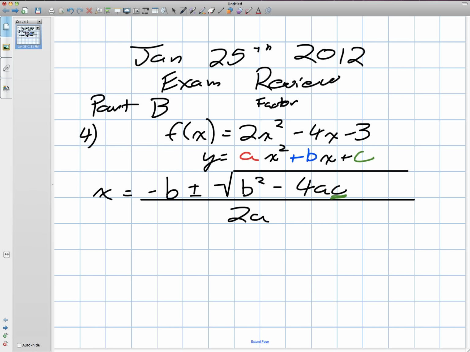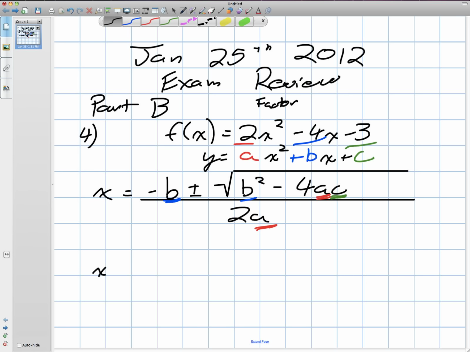Okay? So the c's in here we have. These are the b's in the equation. There's 2 of them. And there are 2 a's in this equation. So we'll be replacing each of those variables with the numbers above. 2 will be a, negative 4 will be b, and negative 3 will be c.